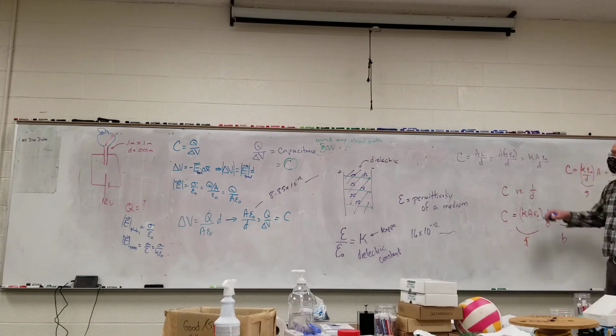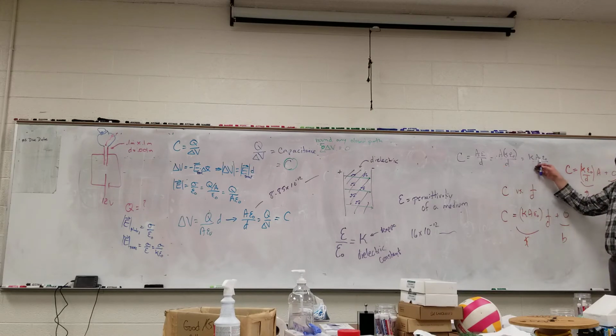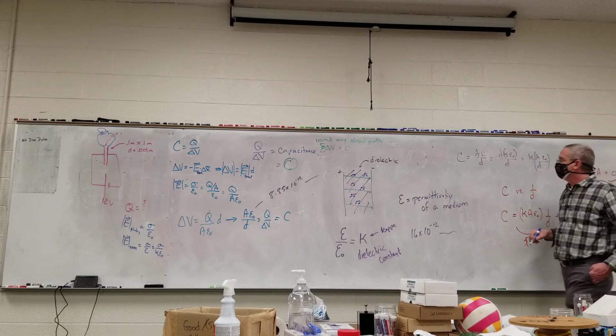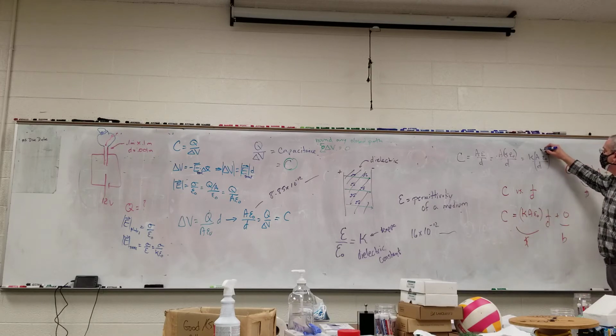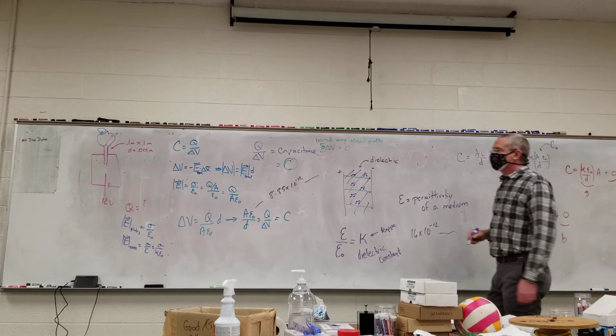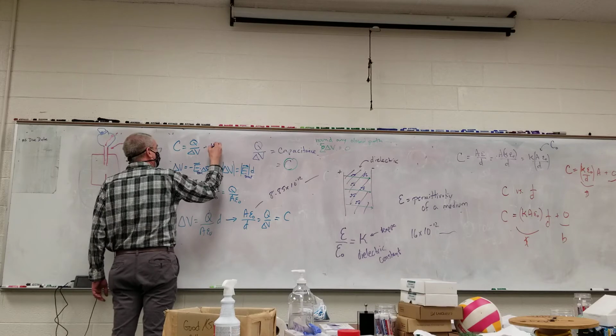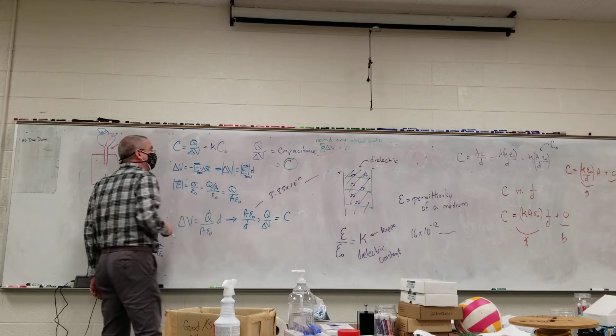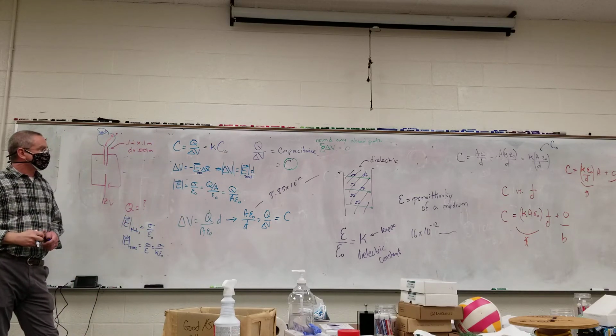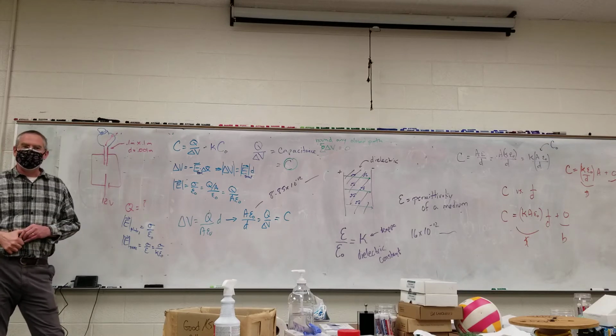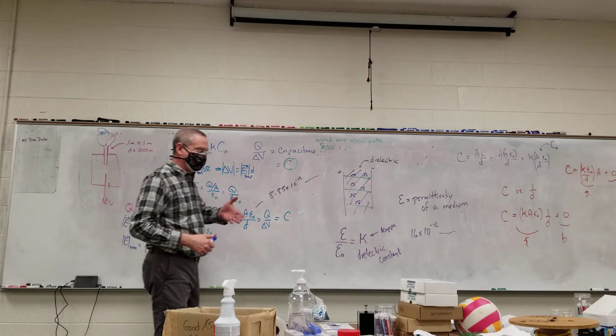Recognize also my capacitance is equal to kappa A epsilon sub naught over D. Well, A epsilon naught over D is the capacitance with nothing in between. And so if I represent this by C sub 0, just as sort of that bare capacitance, then for a parallel plate, this is also equal to kappa times C sub 0. So the dielectric increases the overall capacitance.